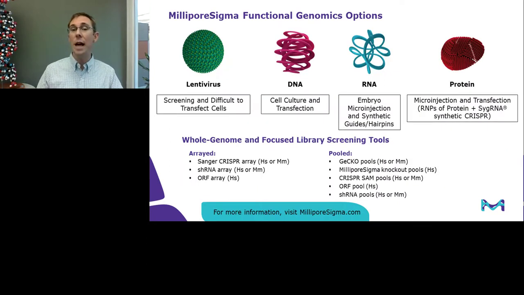So we've covered a lot of ground, so I'll just finish with a summary of the options that you have when looking for functional genomic screening tools. We have an extensive portfolio of gene editing and expression reagents that includes lentivirus and DNA and RNA formats, along with synthetic oligos and RNAs and proteins for whatever suits your individual needs.